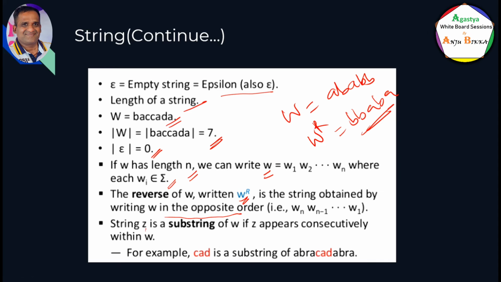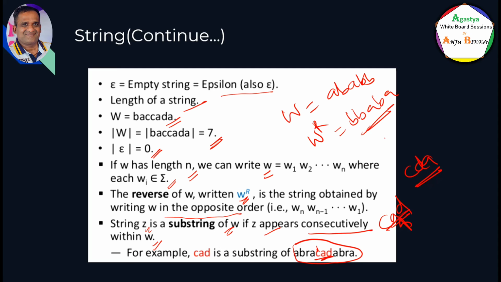Next, the string Z is a substring of W if Z appears consecutively within W. What is the meaning of consecutively? If this is a string, then this is a substring. CAD is a substring, but CDA is not a substring. They need to appear consecutively. We have to take that part.